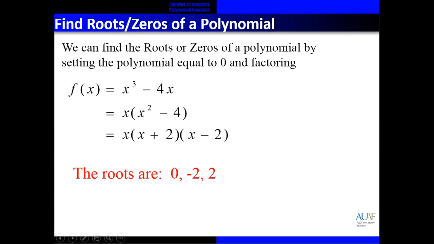Here you can see, yes, three solutions. It depends upon the power. Variable power 1, 1 solution. Variable power 2, 2 solutions. Variable power 3, 3 solutions. If x power 4, then 4 solutions. X power 5, 5 solutions.